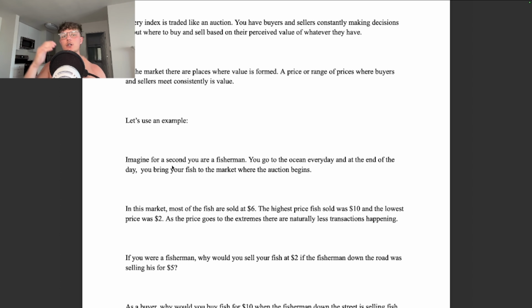And the prices fluctuate between where buyers and sellers are meeting, but the most common price where value is established is $6. And so as the price goes to extremes, you could imagine there would be less transactions happening. So less sellers would be willing to sell their fish at $2 as opposed to waiting for the price to reach value of $6.